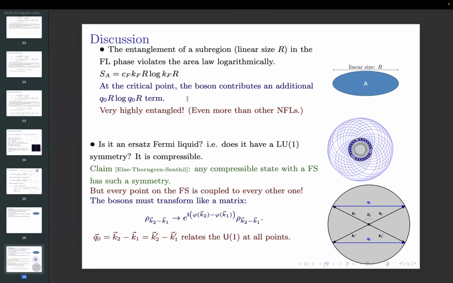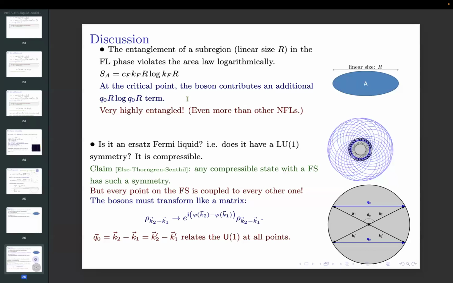There is a theorem due to these folks that says that any compressible state with a Fermi surface has to have a symmetry bigger than any finite dimensional Lie group. The thing that usually happens is that points on the Fermi surface decouple from each other, and the particle number at each point is independently conserved. This is called LU1 symmetry.